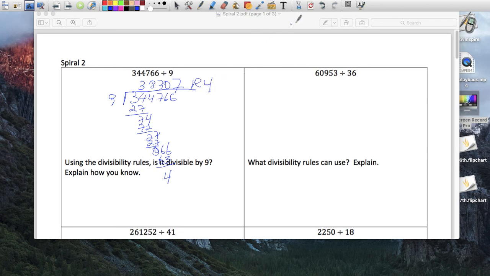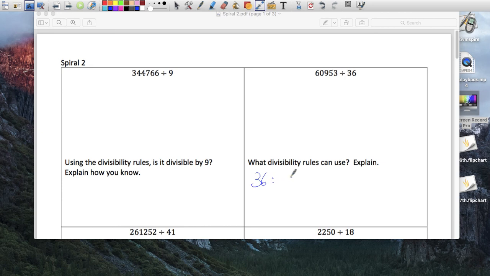But we already knew that because we checked with the divisibility rules that it was not going to work out nicely. So 36, another way of thinking of 36 is 4 and 9. Another one is 3 and 12. So whether you choose this or this, that works. So we can test this number to see if it works for 4 and 9. If it does work for both numbers, then it works also for 36.